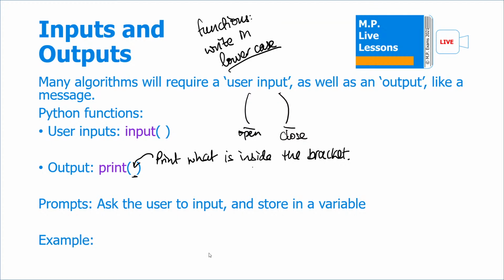An example of this can be, first we ask to print, and we'll print out, let's say, enter your grade. Close it off with speech marks. This works the same way as brackets as well. So if we have one set of speech marks at the start, we must close it off with another set of speech marks at the end.